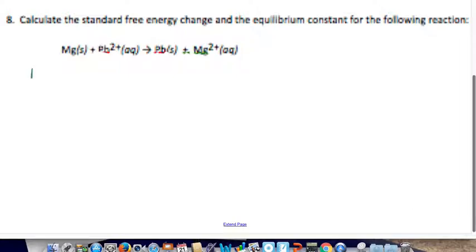So we're going to take, let's do magnesium first. Magnesium goes to magnesium plus 2. This is oxidation, so you're going to look on your table, you're going to find the number, and we're going to change the sign.